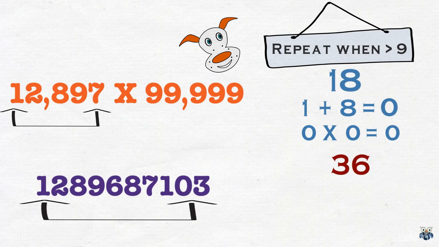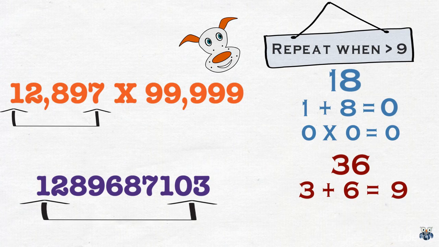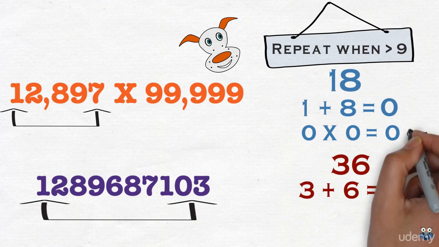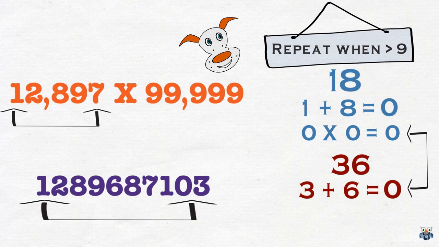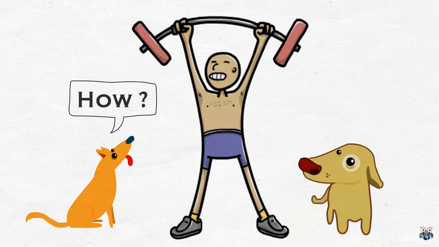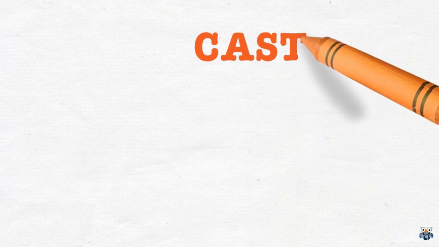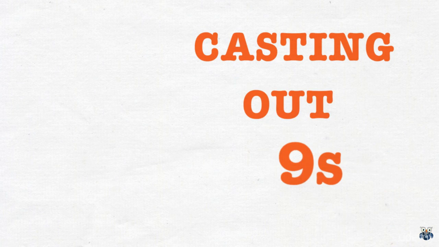Cool. Now 36 is bigger than 9, so we add the digits again. 3 plus 6 is 9. And since we ignore 9s, we get a big 0. This is the second check result. Now since both values match, we can be pretty sure that our result is right. Now in the beginning, this trick may look difficult, but with a bit of practice, you will find it pretty cool and easy to use. Now at this point you may be thinking, what is this trick called? This trick, as I mentioned earlier, is called casting out 9s.